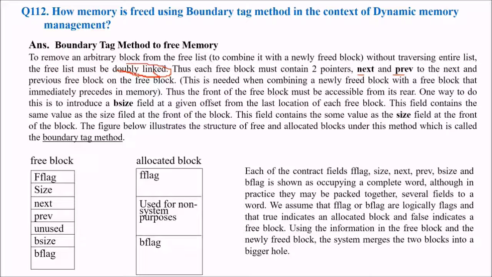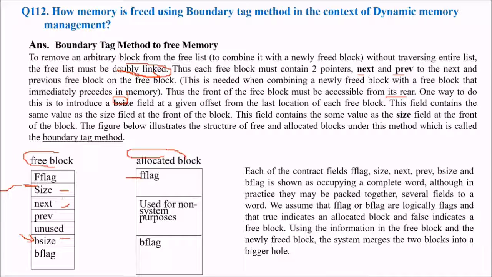One way to do this is to introduce a B size field at a given offset from the last location of each free block. This field contains the same value as the size field at the front of the block. The figure below illustrates the structure of the free block and the allocated block under this method, which is called the boundary tag method.